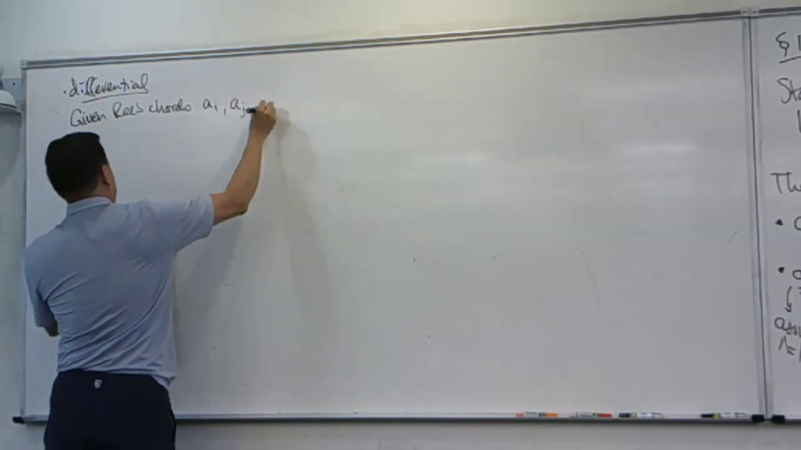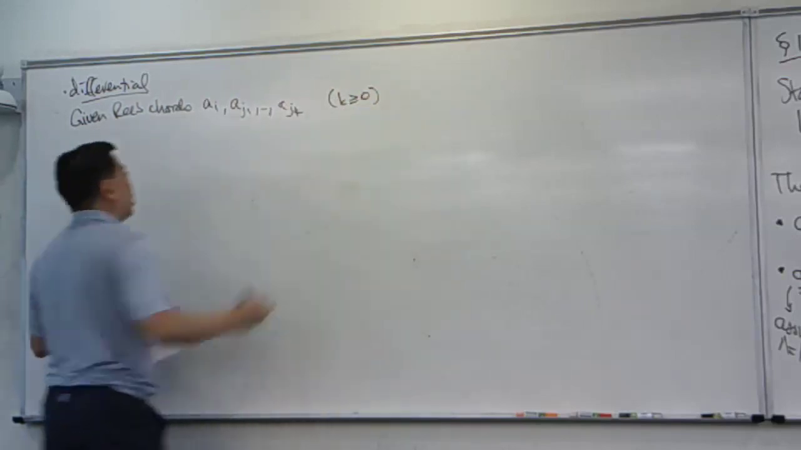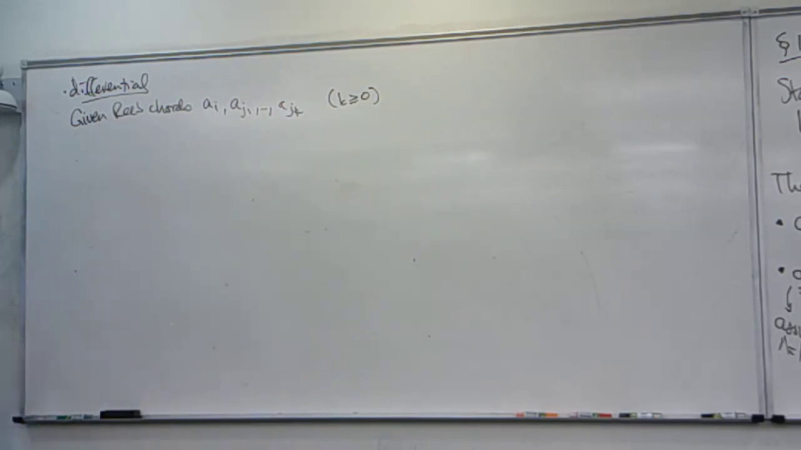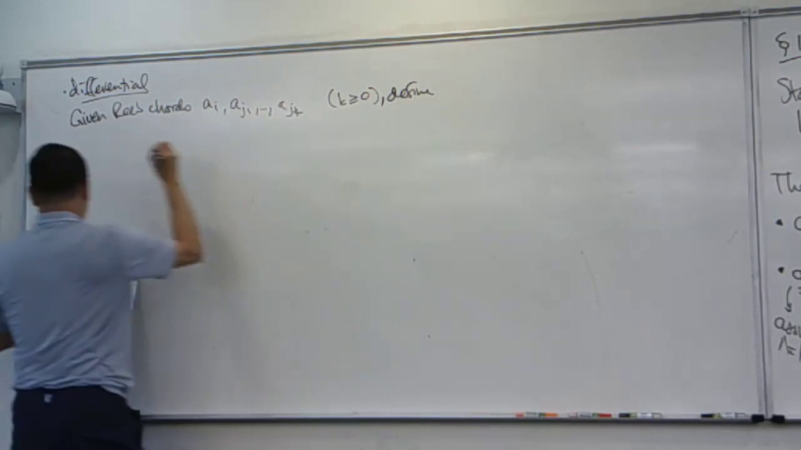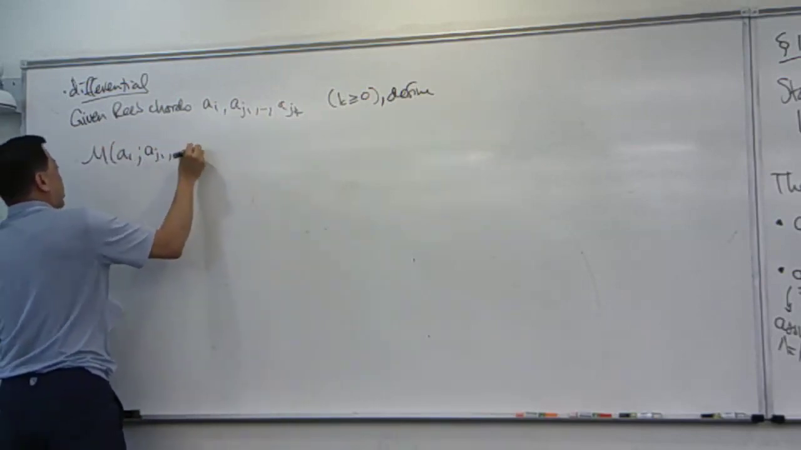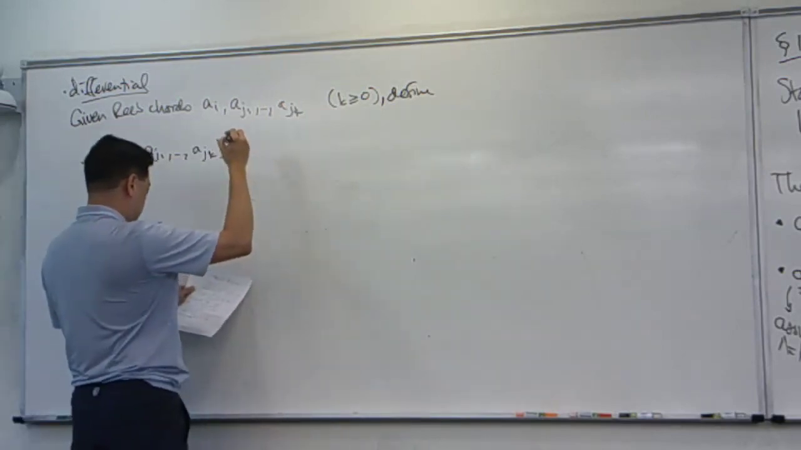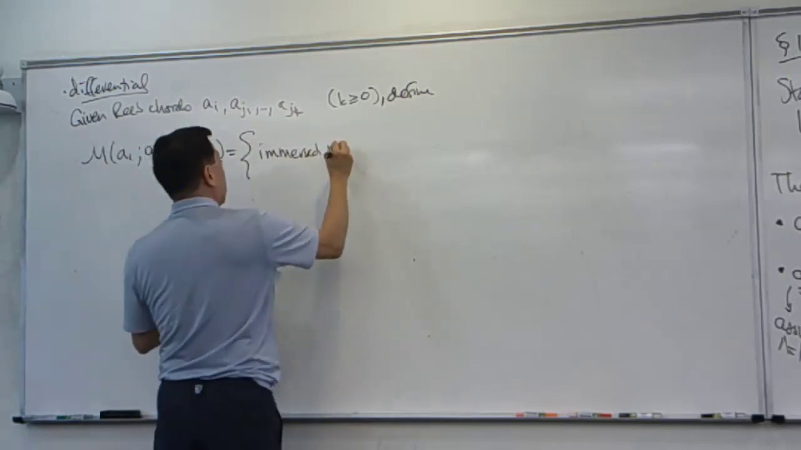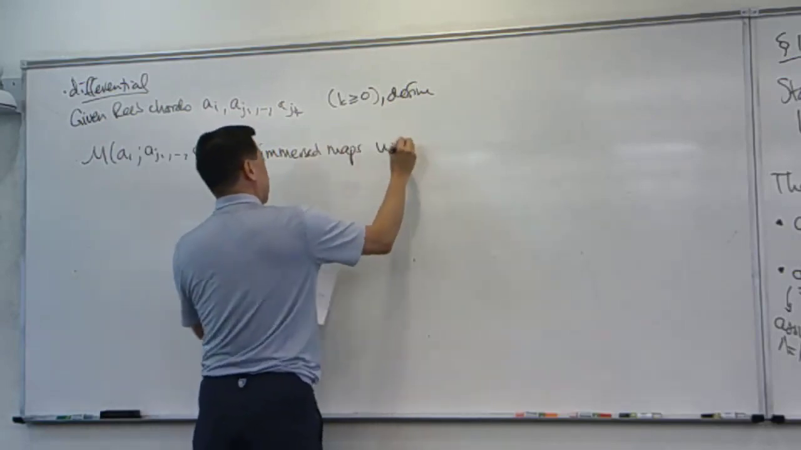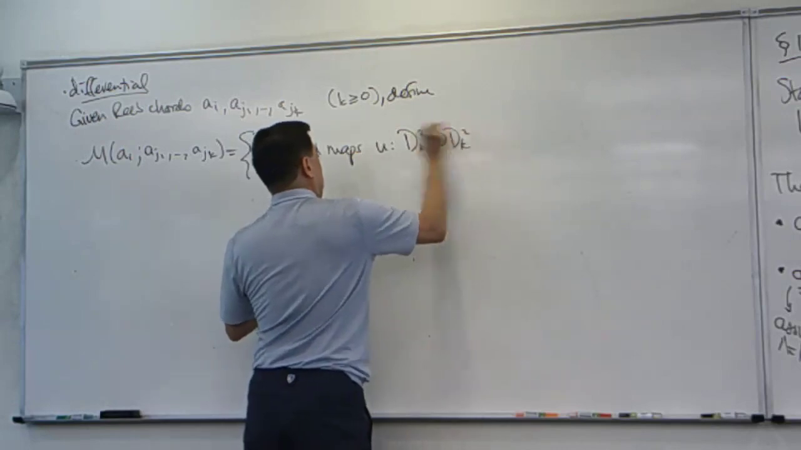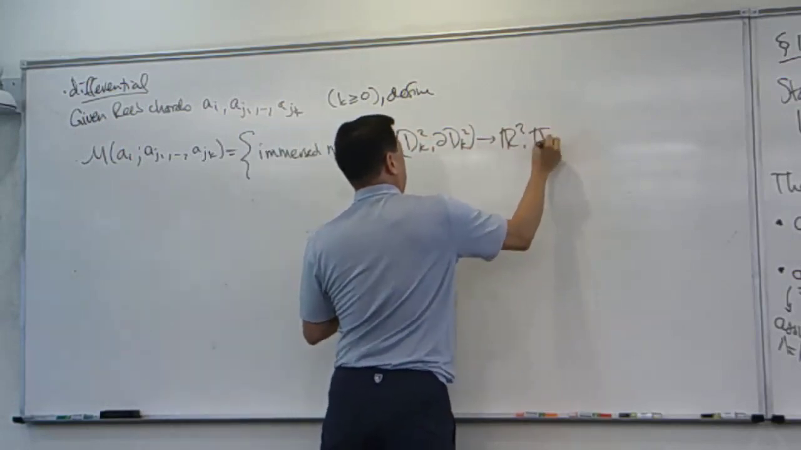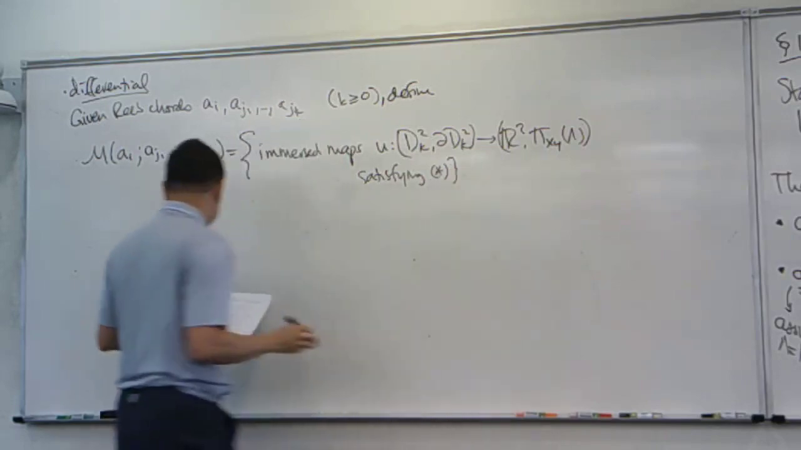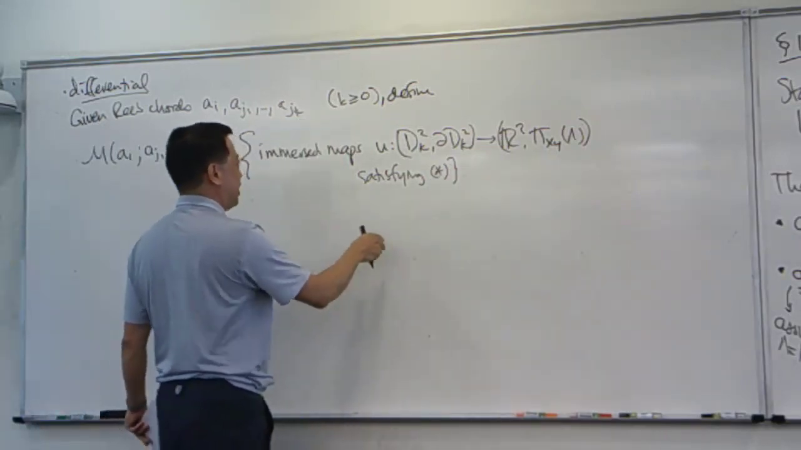So, given a collection of grade chords, which I'll write as A_I, A_J1, through A_JK, a collection of at least one grade chord, so A_I along with some possibly zero number of other ones, I'm going to define something I'll write as M. So far this isn't actually terrible.